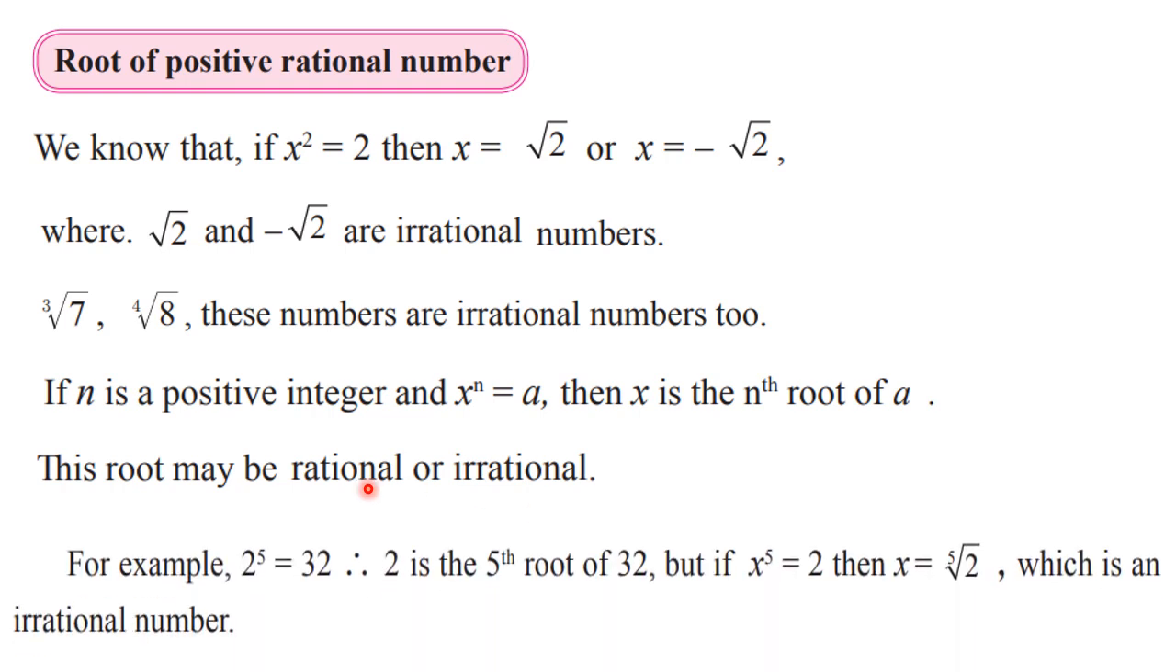Okay, now take the example here. 2 raised to 5 is 32. You know that 2 raised to 5 means 2 into 2 into 2 into 2 into 2. 5 times you have to multiply. So your answer is going to be what? 32. So what we can say is 2 is 5th root of 32. Okay, like here if you write 32 and if you write 5 here, then the answer of that is going to be what? 2. So here 2 is 5th root of 32.